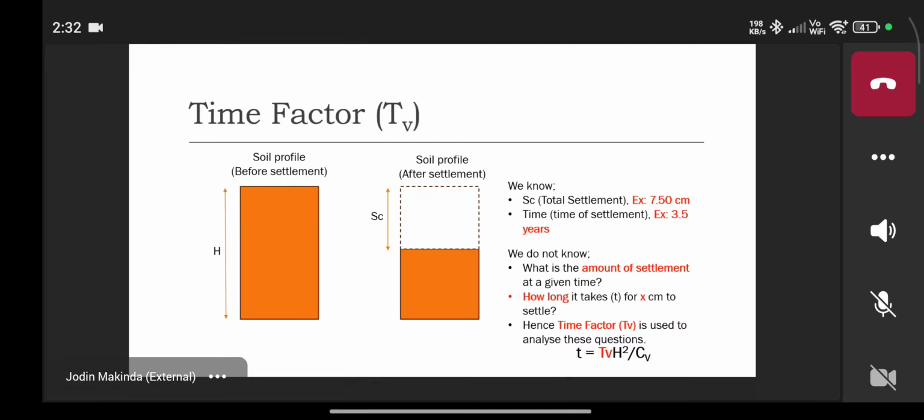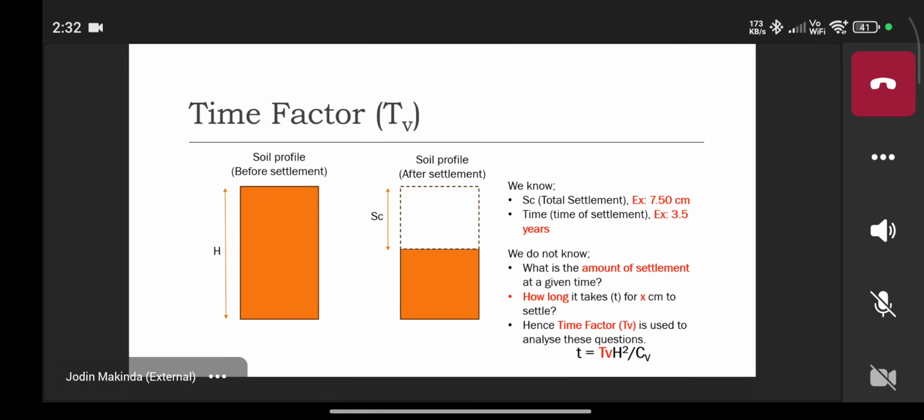What we don't know is the amount of settlement at any given time. We only know the total settlement at the end of the settlement process. We do not know the settlement at any given time. Also, how long it takes for a centimeter to settle, we do not know.